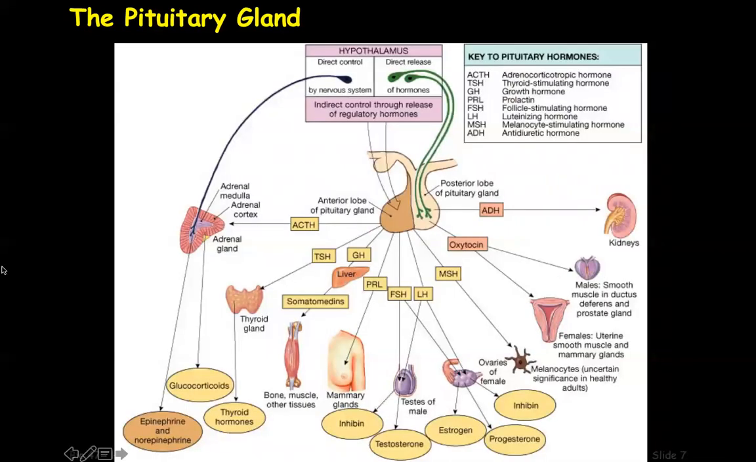And here's a summary of some of these hormones that are produced by the anterior pituitary and by the posterior pituitary. You do need to know some of these because they are on your list. And these are things that we're going to go over more in the lecture section. So I'm not going to spend any time talking about specific hormones during the lab portion.